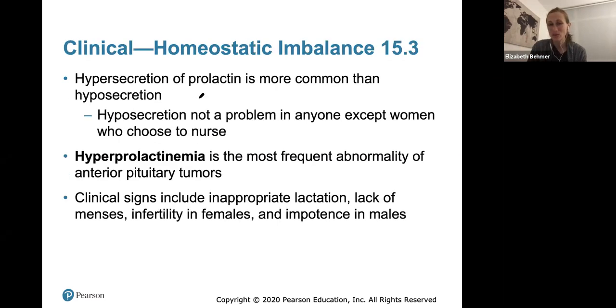We can have hypersecretion of prolactin. It's not a problem in anyone except women who choose to nurse. Hyperprolactinemia is the most frequent abnormality, and clinical signs include inappropriate lactation, lack of menses, which is the period, infertility in females, or impotence in males.